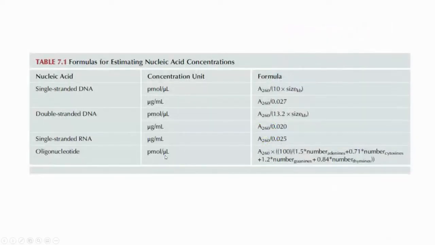And then here, just to show the formula to convert A260 to DNA concentration or RNA concentration. For double-strand DNA, that's 50 microgram per milliliter, so the reading over 0.02. Every 1 over 0.02 is 50, so 1 A260 is 50 microgram per milliliter.